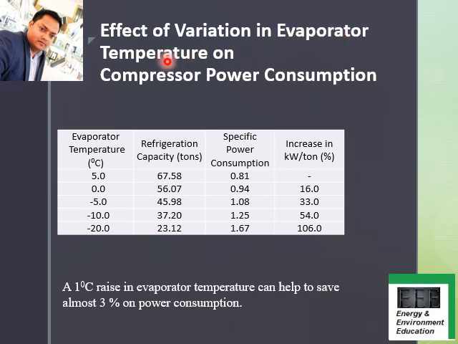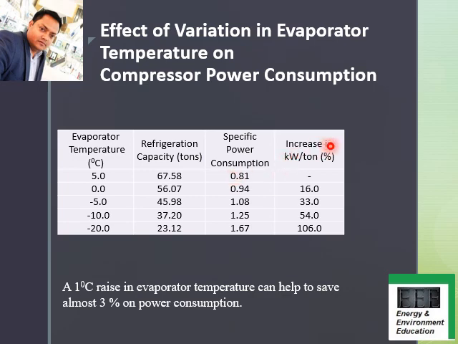So just to have a concept in mind, basically you need to keep the evaporator temperature as high as possible. If you see the temperature is 5 degrees centigrade here, in that case the specific power consumption is 0.81, but as the temperature is lowered, the specific power consumption increases. This means you should keep the evaporator temperature as high as possible. If you keep the temperature of the evaporator high, the specific power consumption will be less.